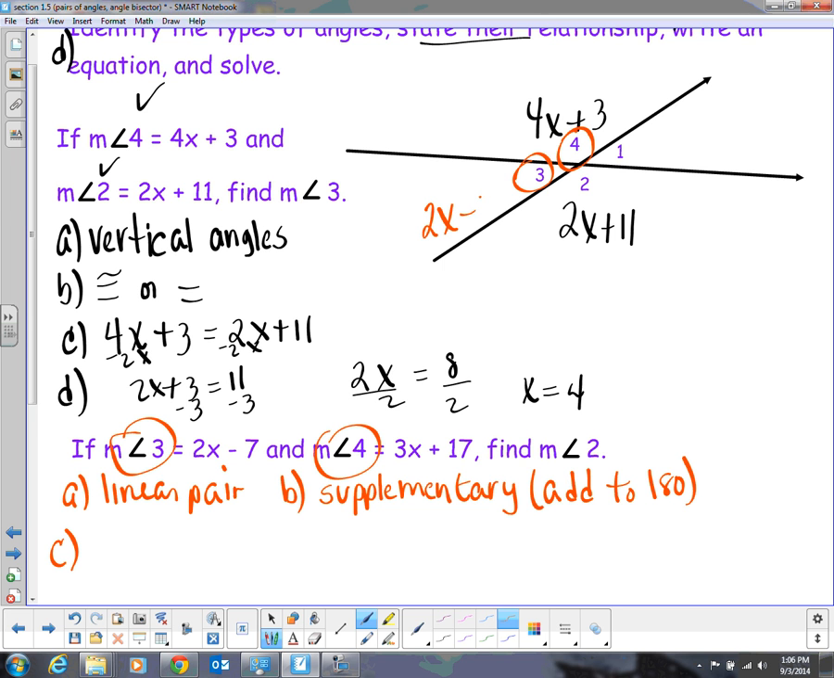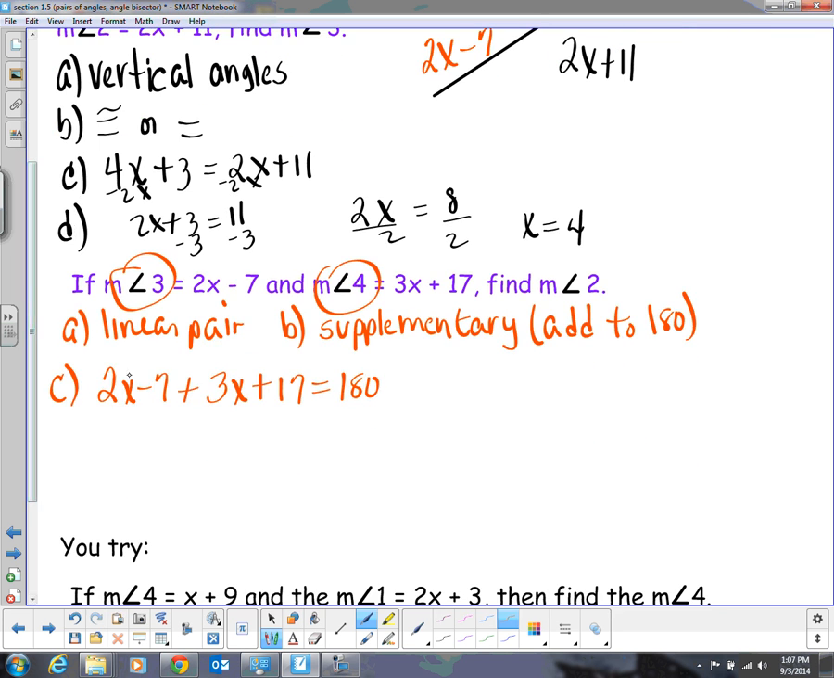So for your equation, what is angle 3? Angle 3 is 2x minus 7. Angle 4 is 3x plus 17. So ignore the black, we're in the orange. We have 2x minus 7 plus 3x plus 17, and that is equal to 180. Now from here you solve. You've got like terms on the left, so we get 5x plus 10 equals 180. Subtract 10, you're going to have 170. Then if you divide by 5, you're going to have x equals 34.